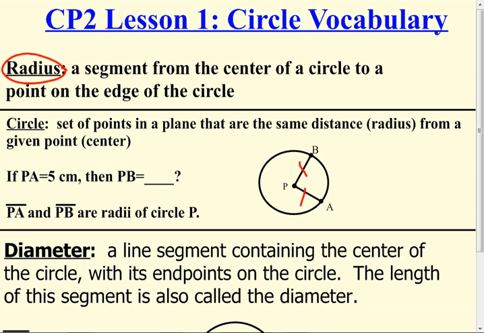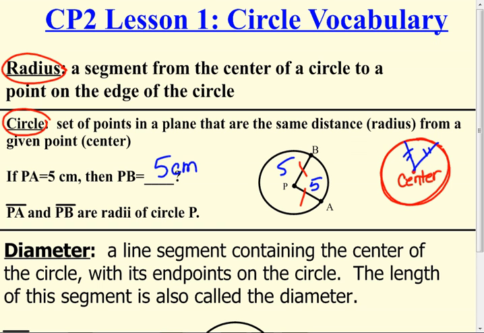We need to know what a circle is. A circle is the set of points that are the same distance from a middle point or center point. The center point is not part of the circle. So the circle is just this outer edge here. This is the center of the circle, but it's not part of the circle. And all these distances are equal. Okay, so if PA is 5 centimeters, then how big is PB? 5. I don't think we're going to worry too much about units in this unit.